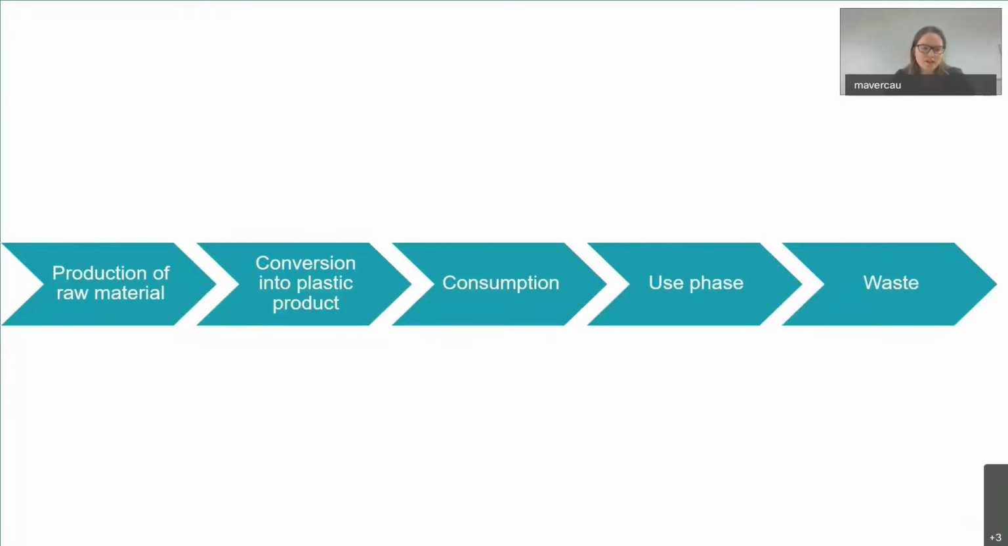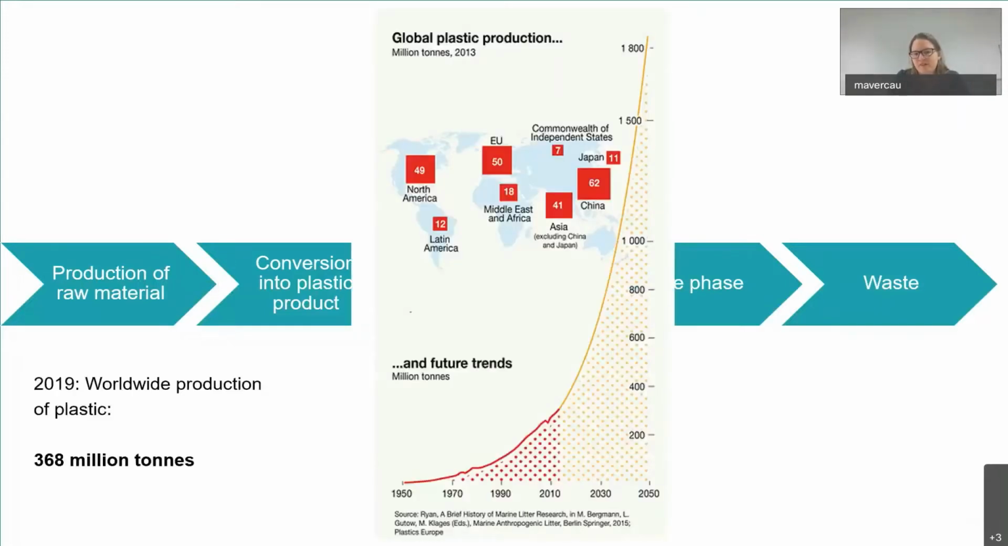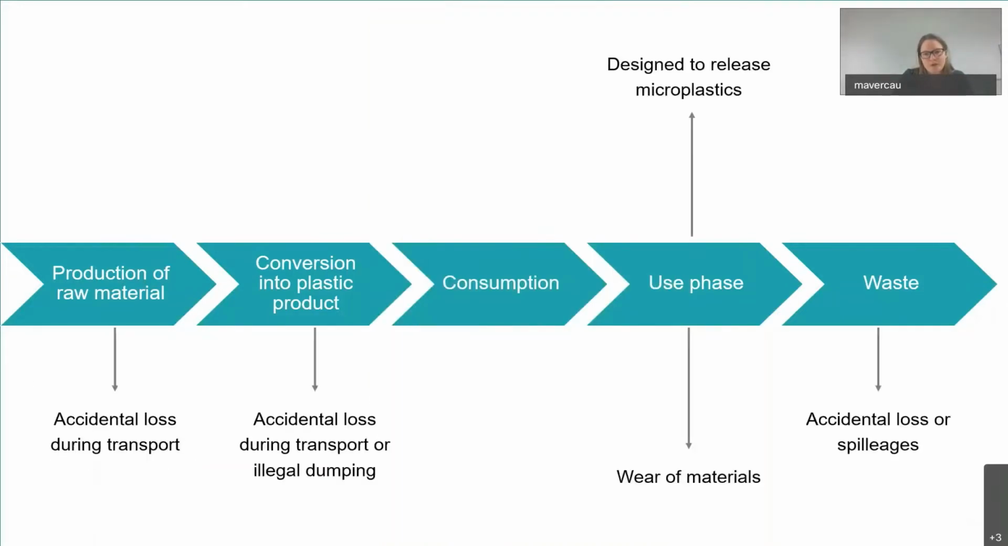So where does this problem of plastic in the environment come from? We have two options. It could be the fact that plastic is just a very large production. So we have a worldwide production of almost 370 million tons in the world. So that's a lot, and it's expected to be increasing in the next couple of years. So plastic production could be a problem. But it also could be that we are the problem.